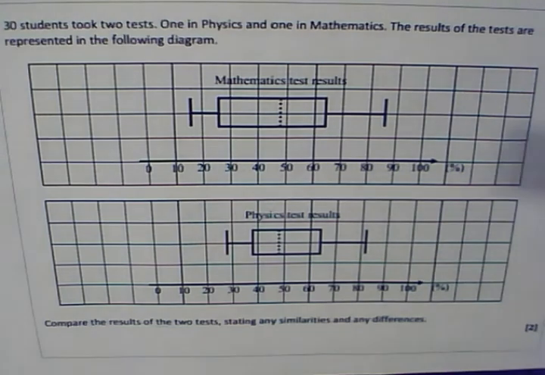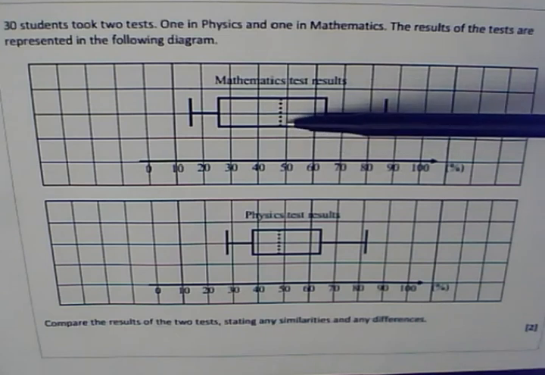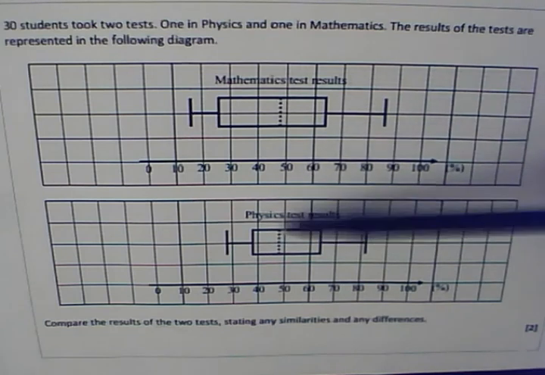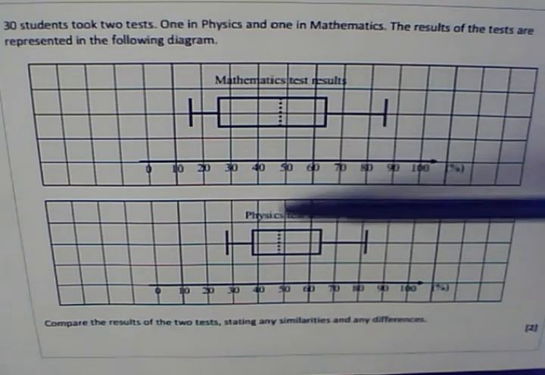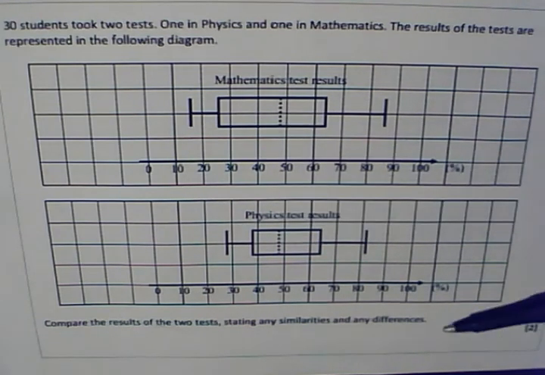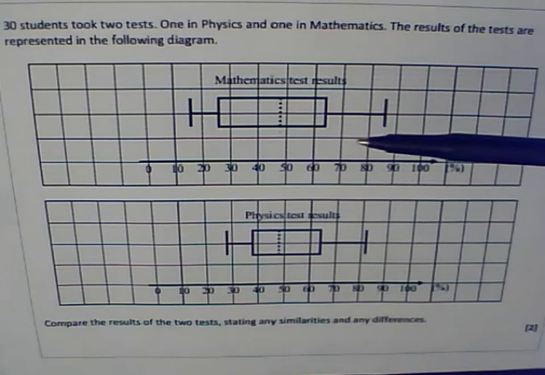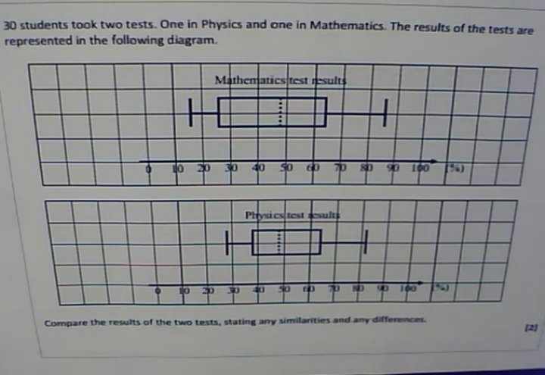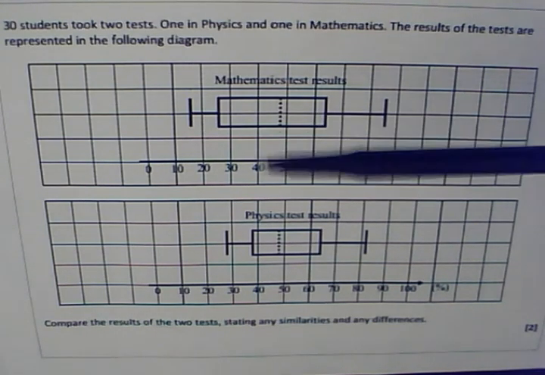Okay, so many of you got good marks for this. There are so many different things you can say, so I'm not going to bother writing them down. I could say that the median for both tests was the same, and it looks like it's 48%. That's one thing you could say. Another thing you could say was that the upper quartile was the same for both tests. Okay. Differences. Let's have a look at a few differences.